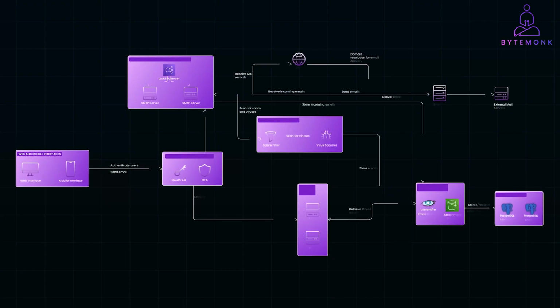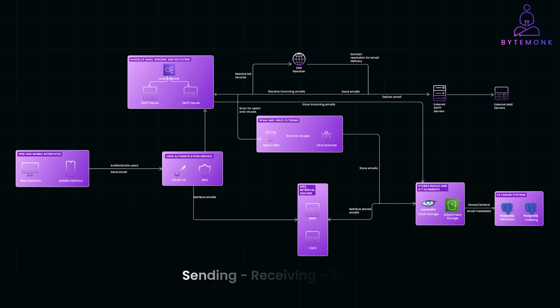Hey everyone, today we are going to dive into mail servers, the real backbone of email systems. A mail server is a computer system responsible for sending, receiving, and storing email messages. It acts as a virtual post office that handles the entire email flow, allowing users to communicate over the internet.